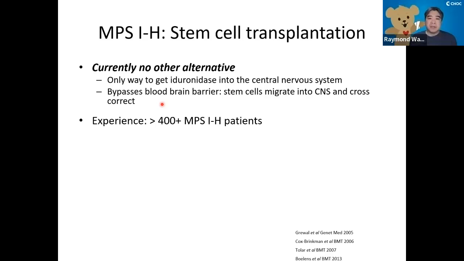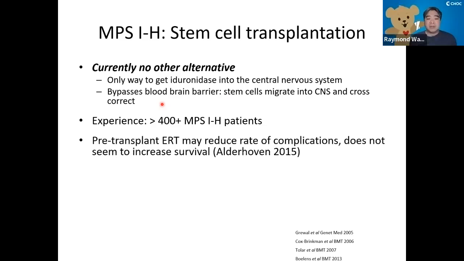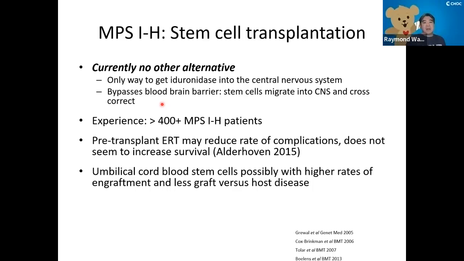There have been, by this time, hundreds of Hurler patients that are transplanted. There is enzyme replacement therapy that we give before the transplant, which seems to reduce complication rate, such as engraftment or pulmonary syndrome, but strangely enough, doesn't seem to increase survival. Increasingly, umbilical cord stem cells are utilized. There seem to be higher rates of engraftment and less graft versus host disease.